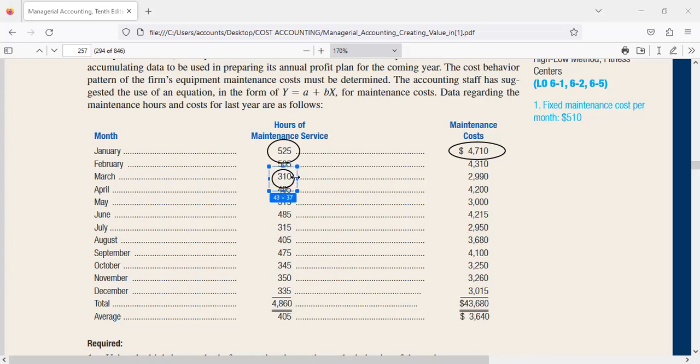This is your lowest activity level. And the corresponding cost at that level is 2,910.